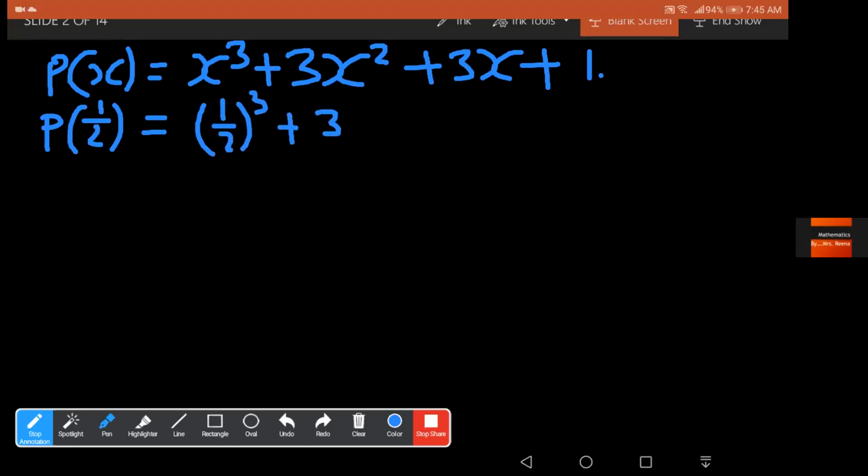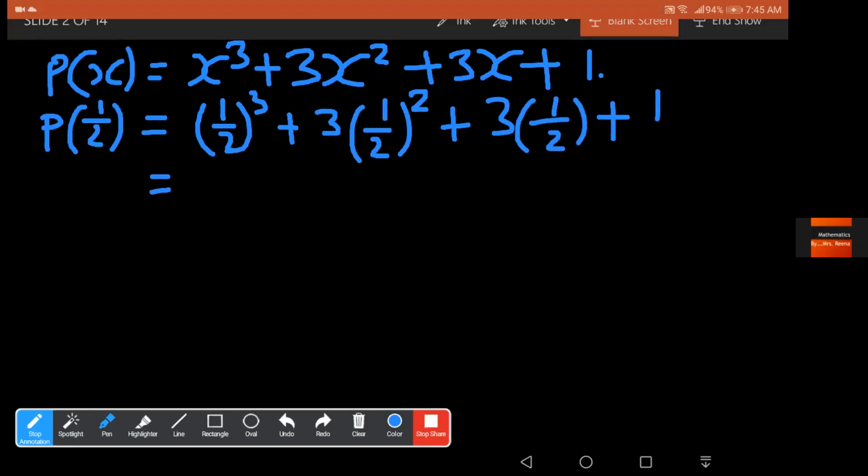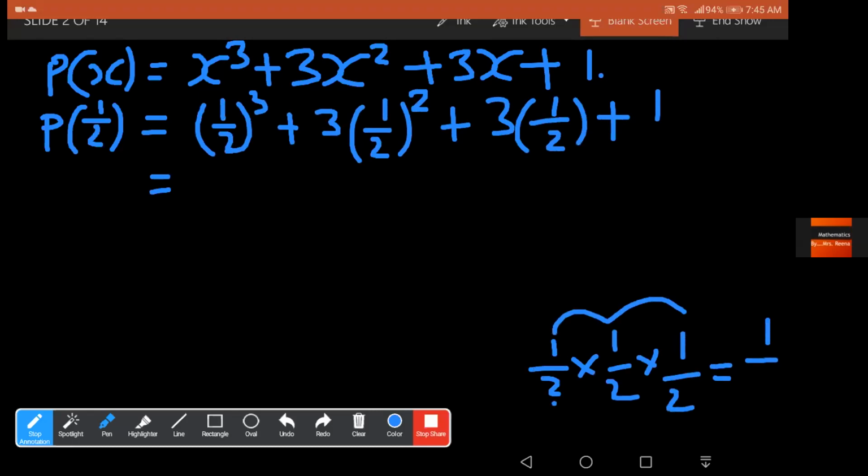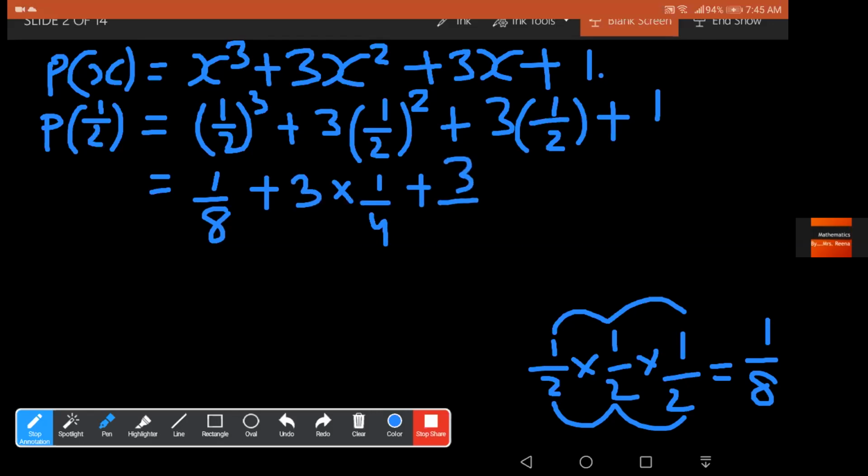Then we will get 1/2 cube, 3 into 1/2 square plus 3 into 1/2 and plus 1. So 1/2 cube means 1/2 will get multiplied by 3 times. 1/2 multiply 1/2 and multiply 1/2. So you will get 1 1 za 1, 1 1 za 1, 2 2 za 4, 2 za 8. So we will write 1/8 here. Plus 3 into 1/2 into 1/2 will be 1/4. Plus 3 into 1/2 will be 3/2 and then plus 1.